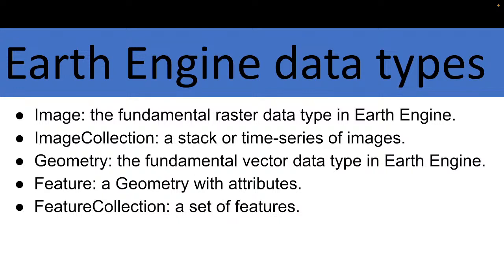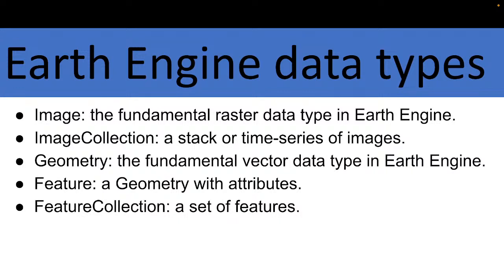Basically, in GIS we find 2 types of data, raster and vector. But in Google Earth Engine, when you work, we need to know about a total of 5 types of data, not only raster and vector. So the first one is the image. Image is the fundamental raster data type in Earth Engine. Image collection is a stack or time series of images. Then geometry is the fundamental vector type in Earth Engine.